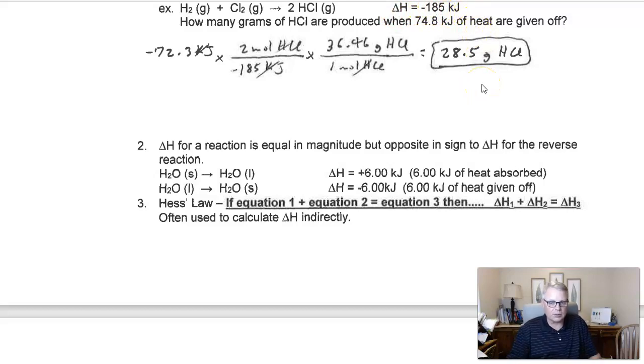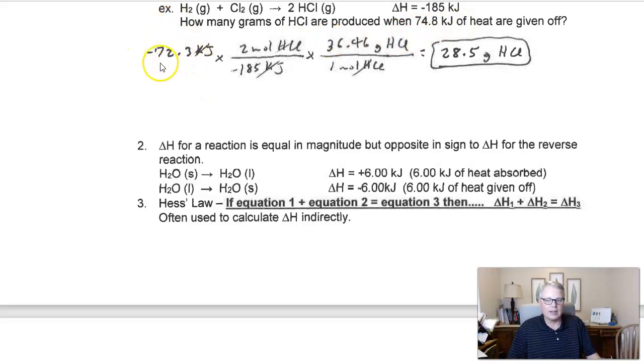Is that endothermic or exothermic? Exothermic. Does it give off heat or take in heat? Gives off heat, negative delta H. Okay. So what do I know in this particular problem? Well, I know that 74.8 kilojoules of heat are given off. So that's what I'm going to write down.